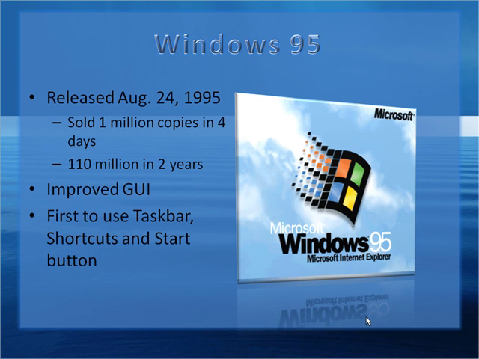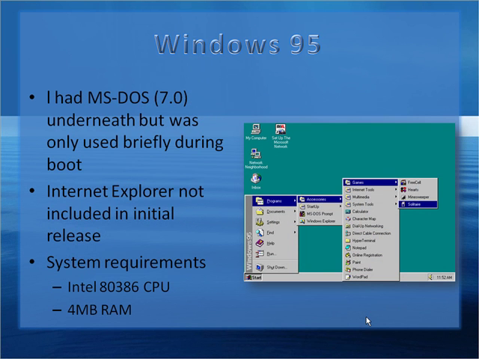And here we come to Windows 95. This is the one I first remember using. This one sold over 1 million copies in the first 4 days of release, and it sold over 110 million in 2 years. Clearly, Microsoft hit a home run with this one. It had an improved graphical user interface, an improved taskbar, and shortcuts. You had the first appearance of the start button. It still had MS-DOS underneath, but it was basically used during boot up. You didn't really see it very much, though you could see it in the MS-DOS prompt. Internet Explorer, surprisingly, was not included in the initial release, but it was included in updates.